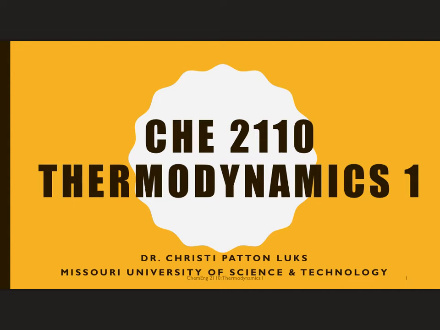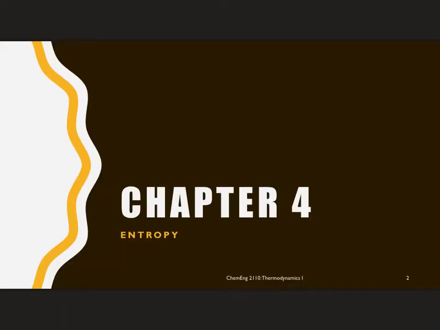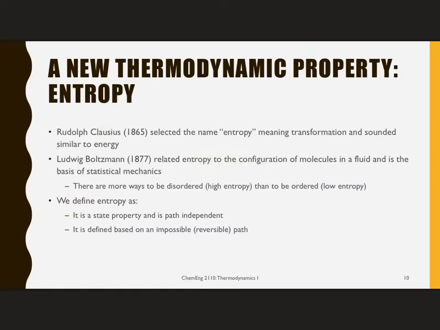This is a series of videos for Thermodynamics 1 for chemical engineers, and we are looking at Chapter 4, which is over entropy. In our last lesson, we talked about reversible and irreversible processes, and we need that so that we can define what entropy is.